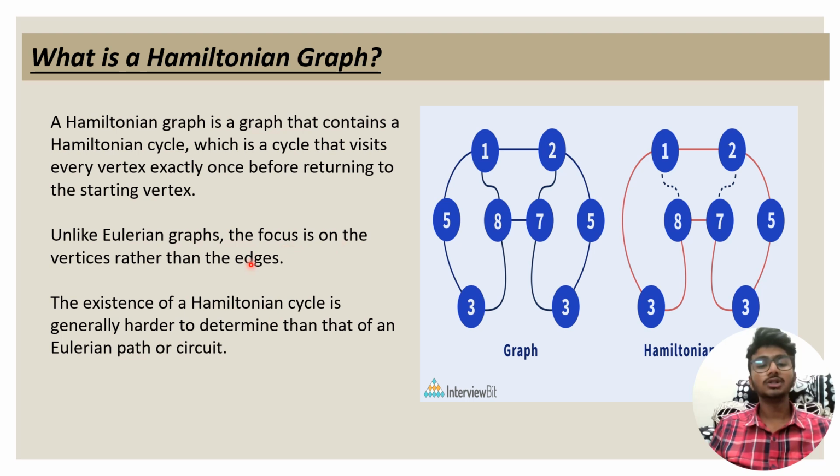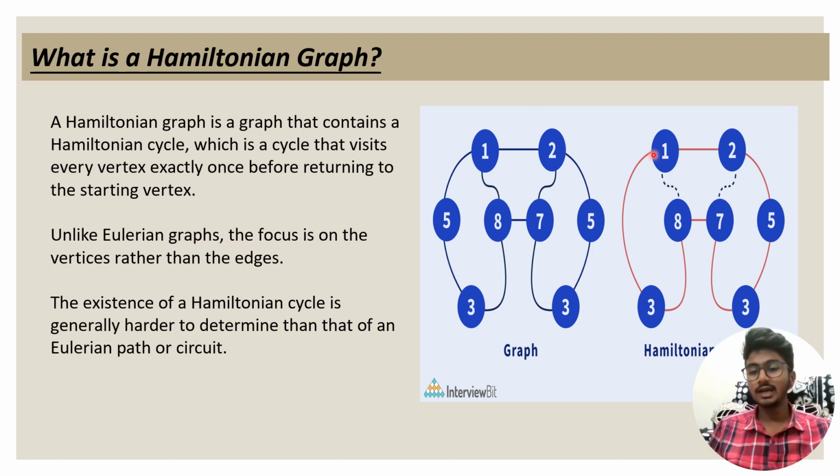Unlike Eulerian graphs, the focus is on the vertices rather than the edges. Before, in the Eulerian graph, you can see that edges are what matter, and all the edges should be connected to each other. But in this Hamiltonian graph, it is not required that all edges be traversed. The existence of a Hamiltonian cycle is generally harder to determine than that of an Eulerian path or circuit.